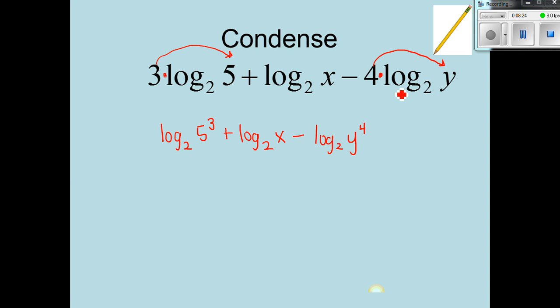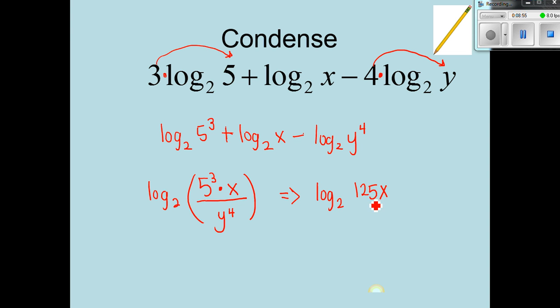Okay, so we've taken care of all our powers. Now we have a plus, which means product. So we have 5 cubed times x, and then a subtraction, which means divided by y to the 4th. All of that log base 2. So I could even simplify that a little bit more by saying log base 2 of 5 cubed is 125x all over y to the 4th. And that would be my final answer.